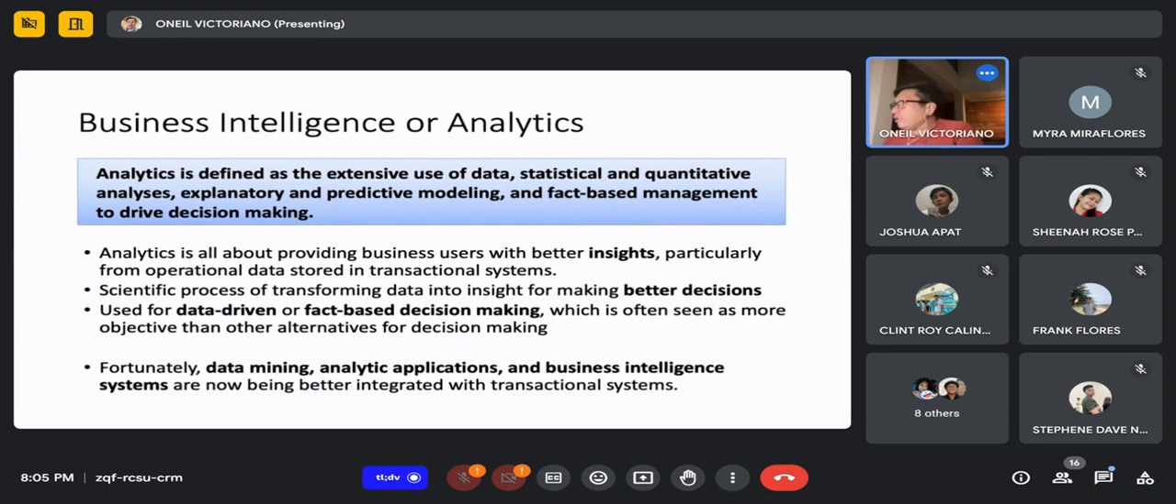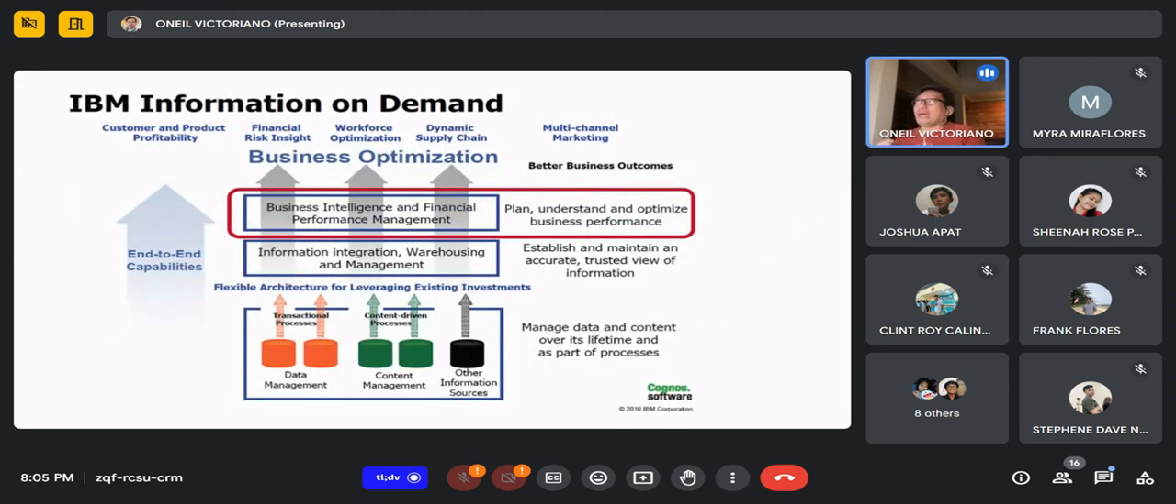So if you look at that from the perspective of infrastructure for IBM, there is business optimization, like customer and product profitability, financial risk insights, workforce optimization, meaning it's an AI for HR management. You have dynamic supply chain or supply chain for AI, multiple channel marketing. All of these are for optimization.